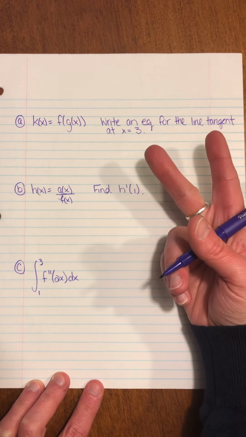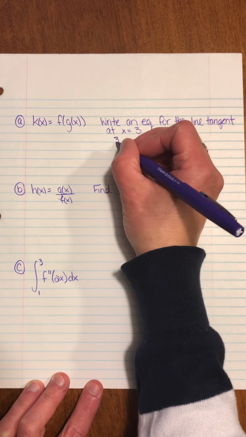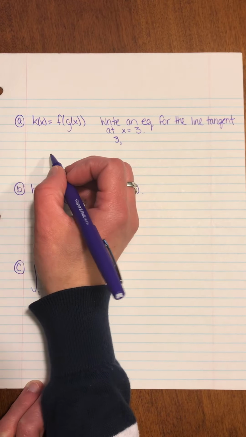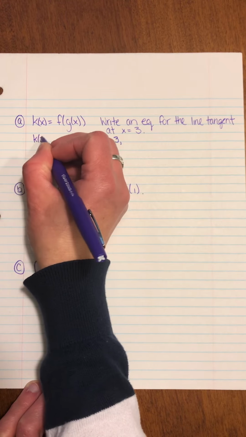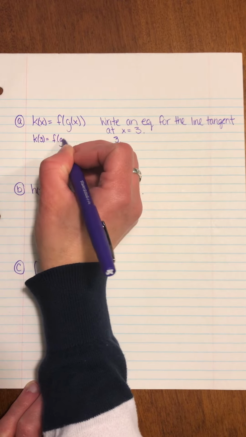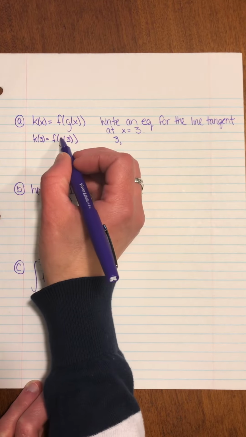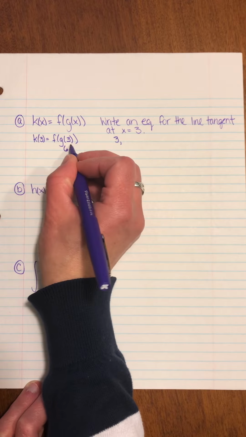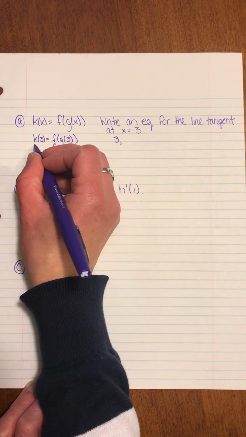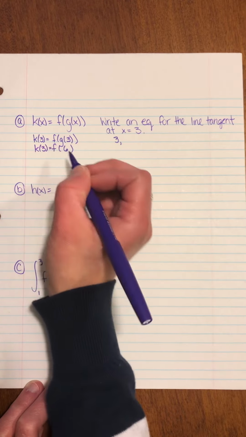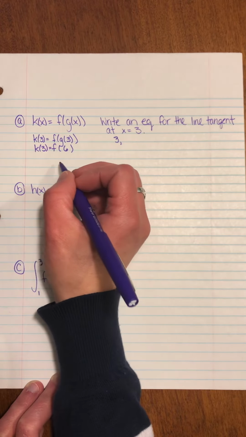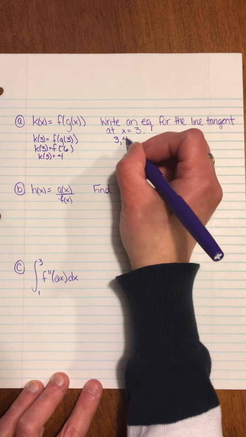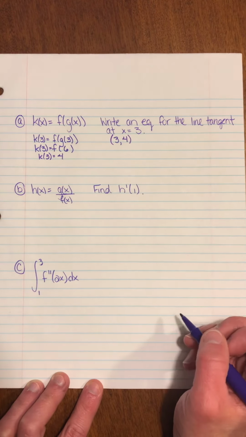First thing is the point, second thing is the slope. So my point is going to be 3 comma, and then I plug 3 into this. So k of 3 equals f of g of 3. All right, so we take the inside first. g of 3 is equal to 6 on our sheet. And then we do f of 6. f of 6 on our sheet is 4. So k of 3 is equal to 4. So 3 comma 4 is my point.